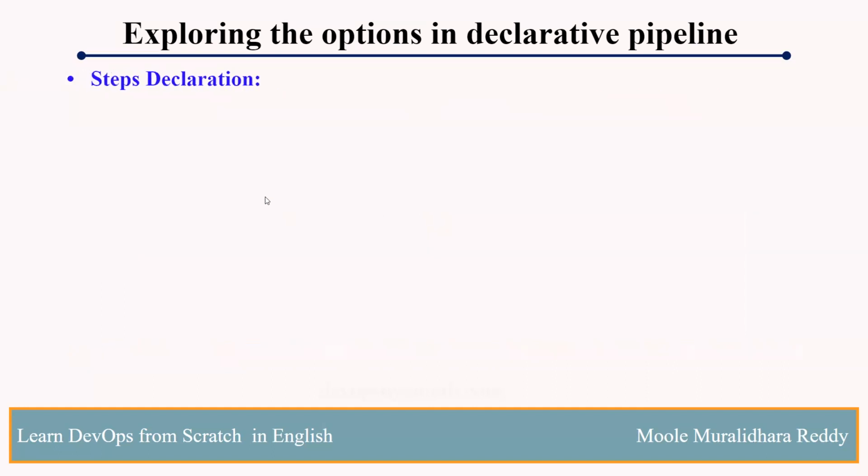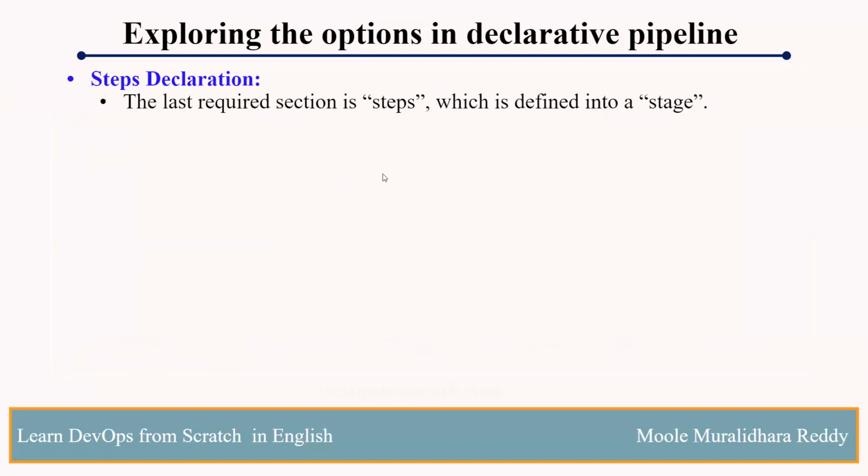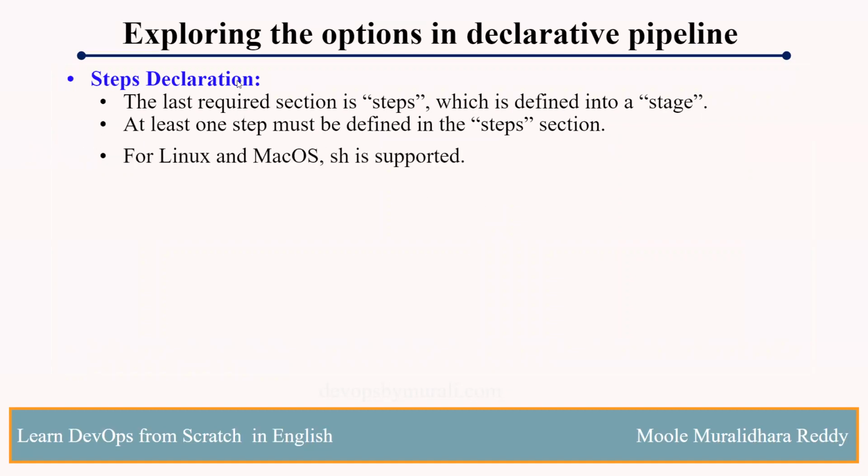Coming to the steps. What is the steps declaration? Steps declaration is nothing but inside the stage we declare the steps. Example, you are going to build the code. If you want to build the code, you need to use the mvn command, right? If it is a Java-based application and the build tool is Maven, you have to define mvn clean and verify or install. That information we can define inside the steps only.